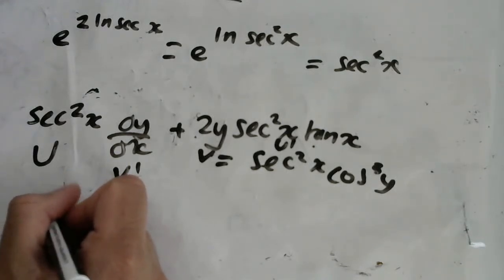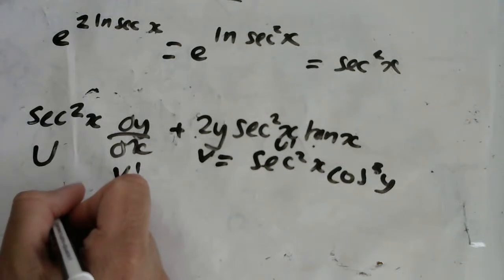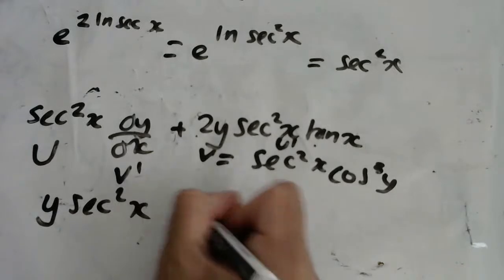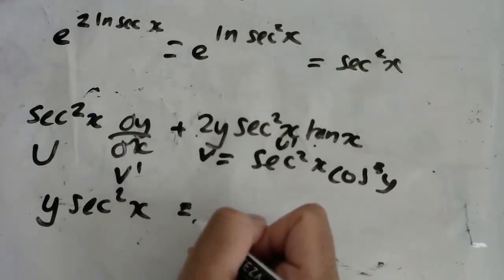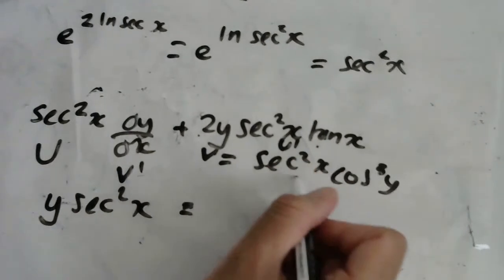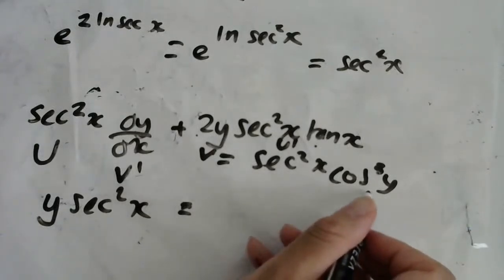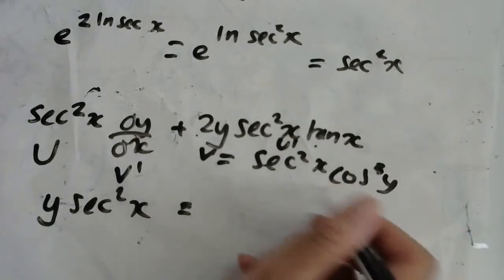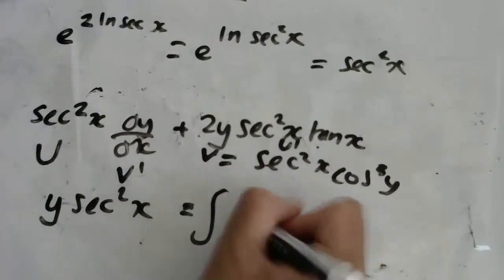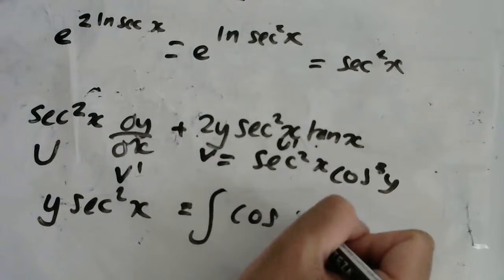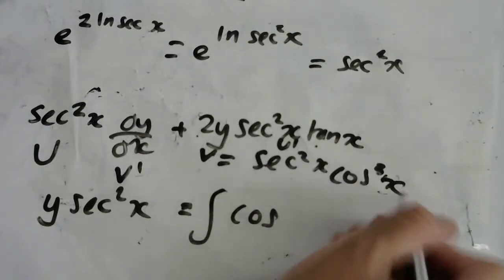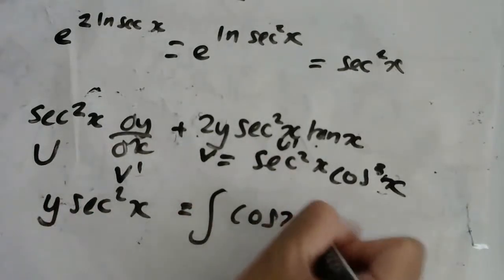So we can say y sec squared x is the integral of, and now look at this here, cos cubed x times sec squared x. Well, sec squared is just 1 over cos squared. So that's literally just going to be the integral of cos x. So that should be an x there, shouldn't it? So that should literally be just the integral of cos x.